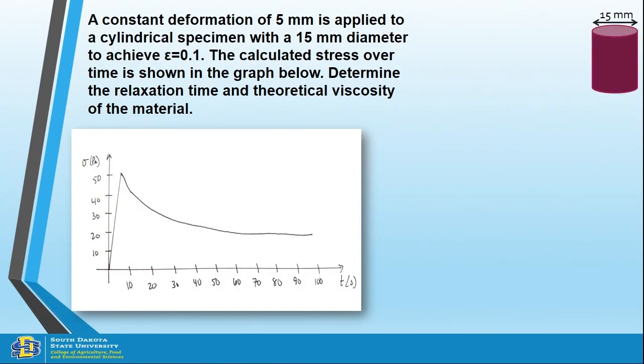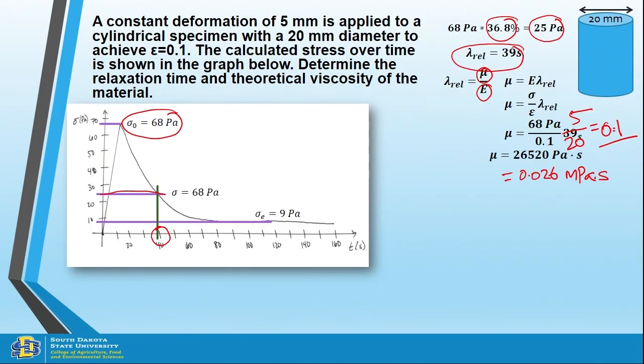Okay, I have a last example here, which is going to give you a different answer. So basically, you apply a constant deformation, 5 mm is applied, it is a 15 mm diameter sample, and you are achieving a 0.1 strain. The calculated stress over time is given in this graph. Determine the relaxation time and theoretical viscosity of the material. So we just follow the same process as we did in the previous case.